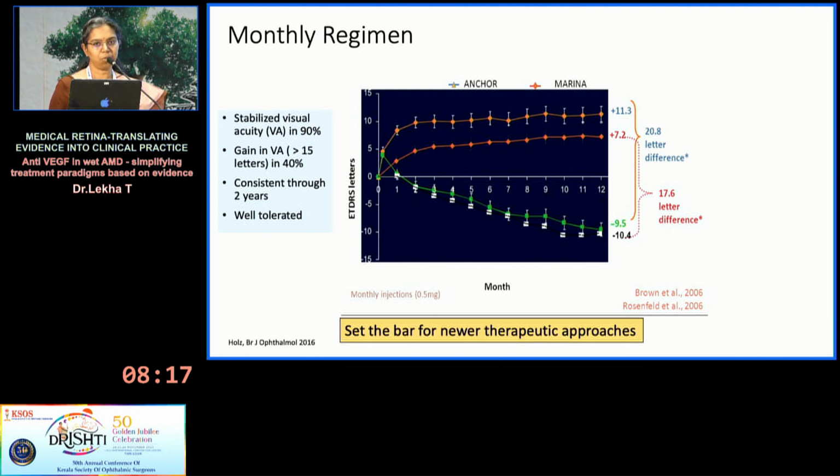And this set the bar for the newer therapeutic approaches, because the use of this drug not only helped to stabilize the visual acuity, but actually caused a gain in a significant number of patients. And for the first time, we were experiencing a gain compared to what was happening in the laser and the PDT era. But the main problem here was a significant burden due to the necessity for monthly injections.